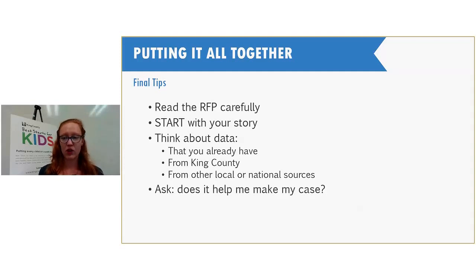So the key takeaways that we're hoping we've shared with you today are to start by reading the RFP carefully, because they can be long, they can be dense, but they should tell you really what we're looking to fund and how your proposal is going to be reviewed. And once you've gleaned that, start by thinking about your story, how you're going to pitch your program, your proposal. When you have that in mind, what data can support it that you might already have, what data you might want to find from King County. We hope this webinar has helped you get a little bit more familiar with how to do that if you'd like to, and what other information from local or national sources could help. Again, especially if you're serving a specific community that you don't see reflected in the data that we have available.